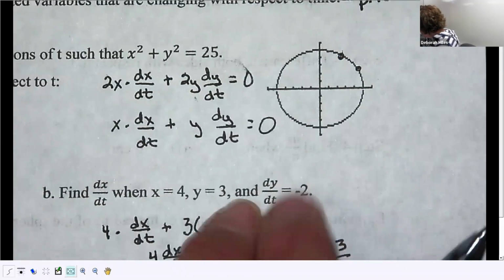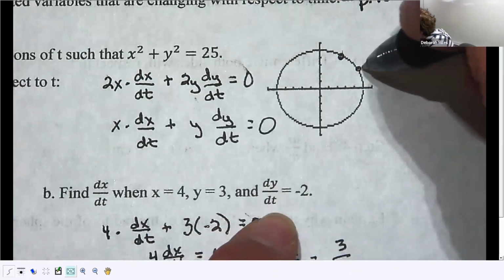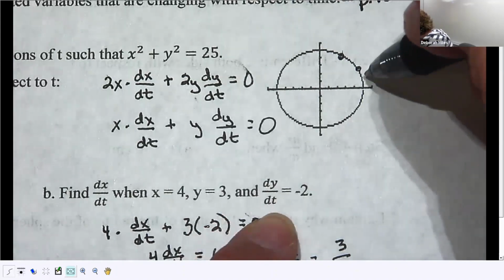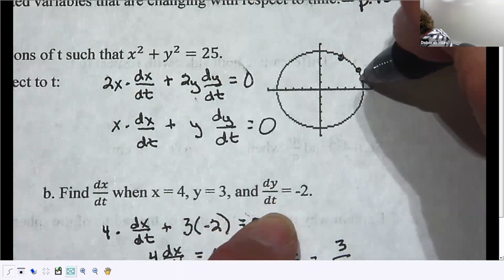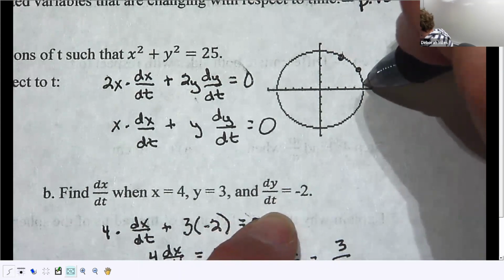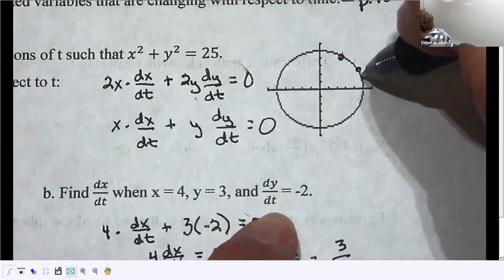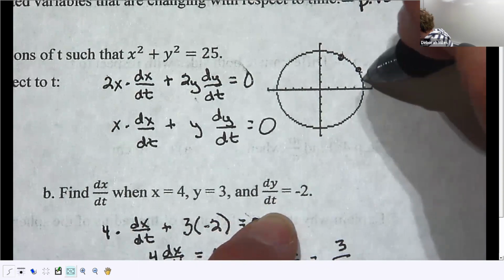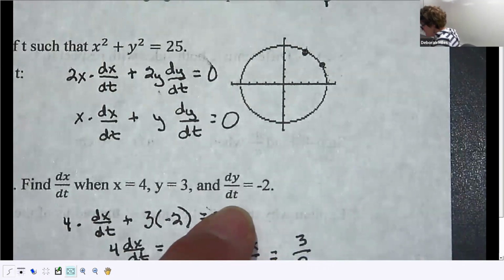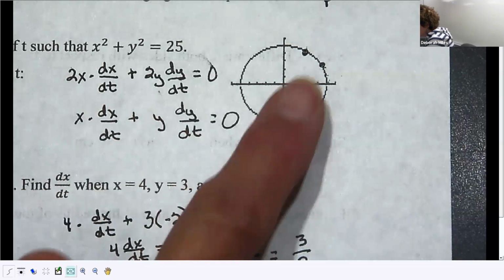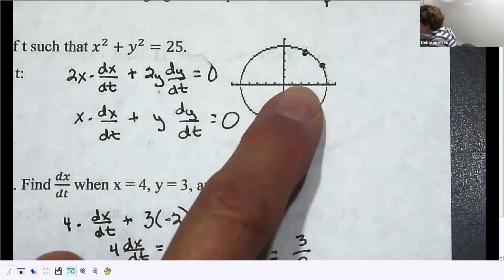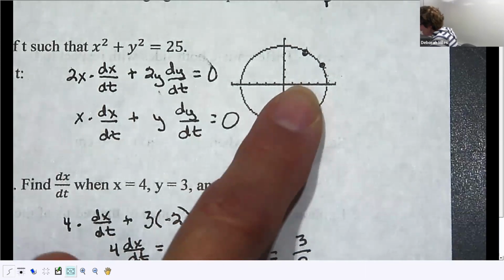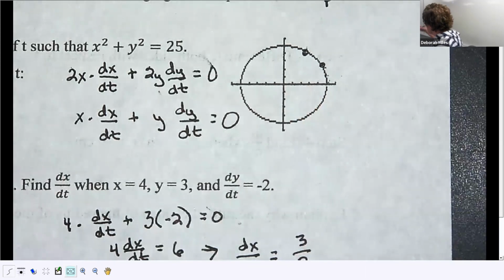So when dy over dt is negative, the marble's going down. And right here, as the marble's going down, what's happening to my x's? The marble's right here going down, as I move in this direction on the circle. Well, it's getting bigger though. Yeah, it's getting bigger at a slower rate.